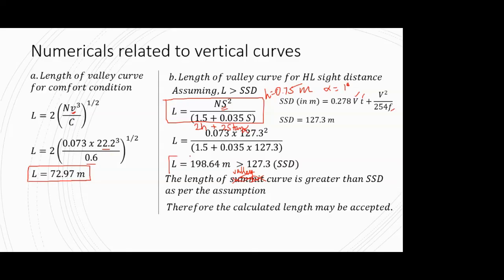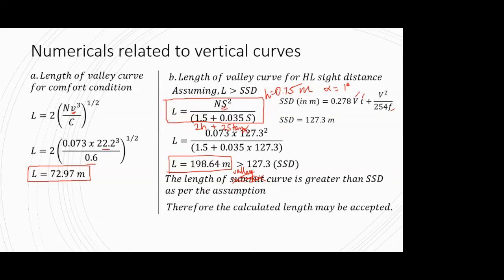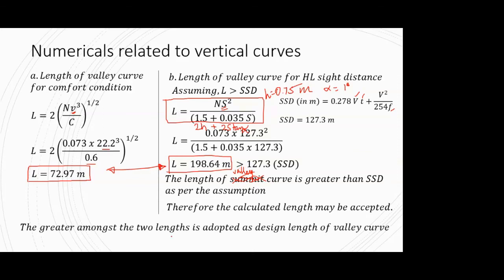So this length, 198 meters, you can assume it. Okay. Now comes the stage where you have to choose between these two values. Either you have to take the value of 72.97 or 198. So obviously we go for the highest amongst the two. Okay. So the highest amongst the two is 198. So you can just round it off to 200 meters. So this is the length of your valley curve. Okay. So that's all with this numerical.